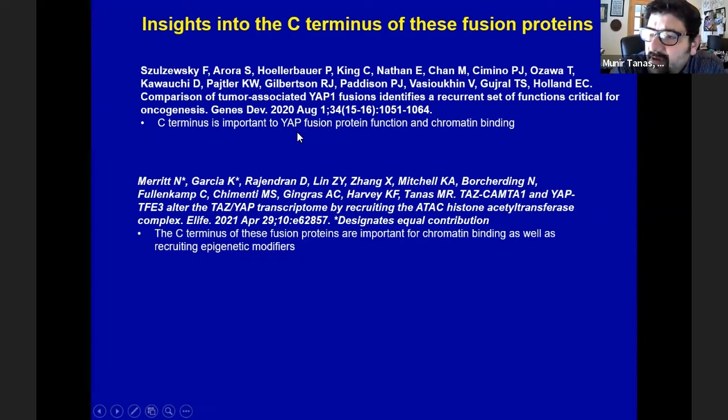Frank's work further showed that the C-terminus is important to YAP fusion protein function in the way of chromatin binding. We found similar results, and what Keith presented yesterday was basically work showing that in addition to facilitating chromatin binding, the C-terminus of these fusion proteins are also critical to recruiting epigenetic modifiers and altering the chromatin landscape, which then subsequently modulates the final transcriptome for both TAS-CAMTA1 and the YAP-TFE3.